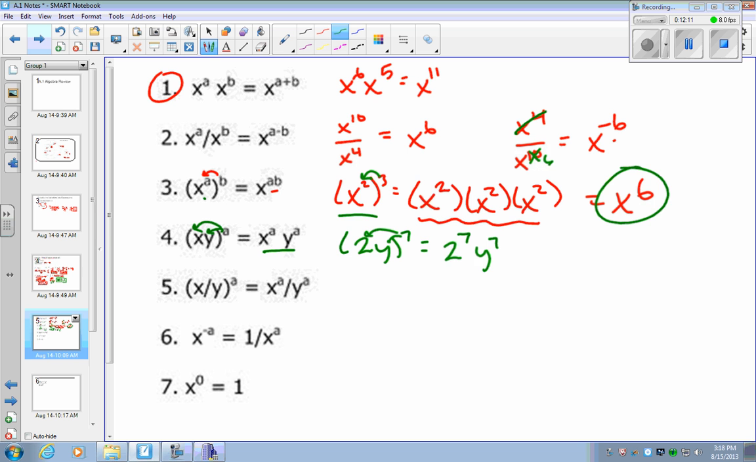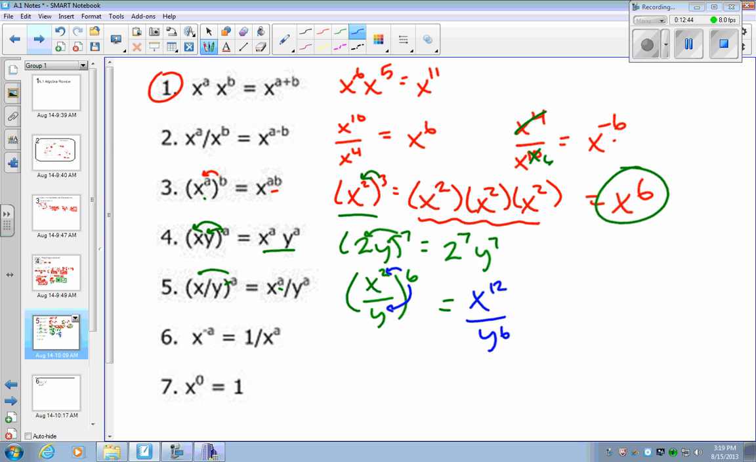Okay, 5th rule, division to an exponent. I don't like how they write the division here, but you can see that that a, again, hits both places. So if you had, say, x squared over y all to the 6th, that 6 is coming in top and bottom.